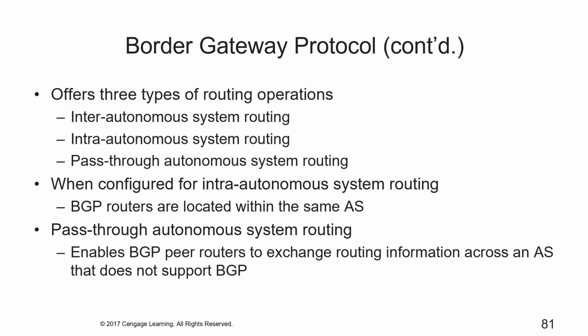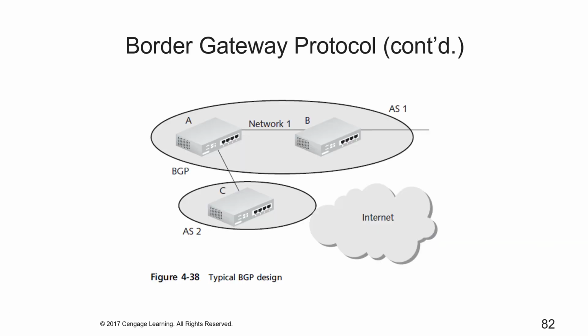So there's 3 types of routing operations: inter-autonomous system routing, intra-autonomous, and pass-through autonomous system routing. And when configured for intra-autonomous system routing, BGP routers are located within the same AS. In pass-through autonomous system routing, it allows the BGP peer routers to exchange routing information across an AS that does not support BGP. Here is a diagram of a typical BGP design.